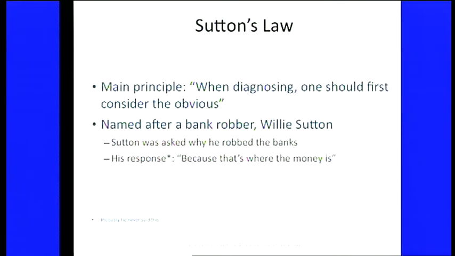Okay, Sutton's law says when diagnosing, one should first consider the obvious. And this came from a bank robber, Willie Sutton, because somebody was interested in asking him why he robbed banks. And his answer was, because that's where the money is. Well, we don't know whether he actually said that, okay? Probably he didn't.